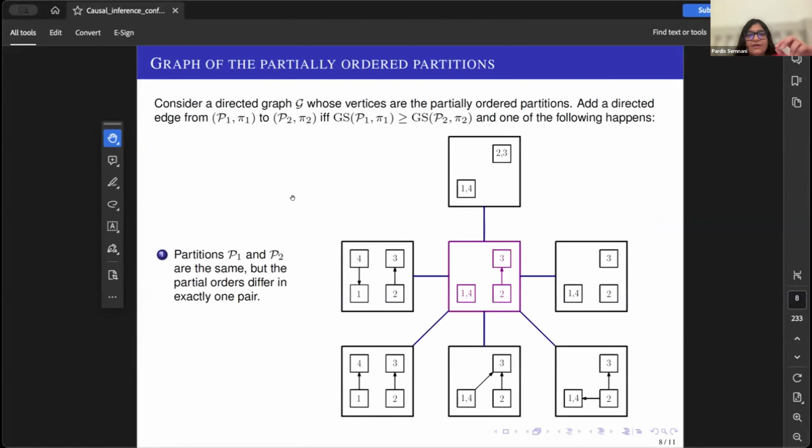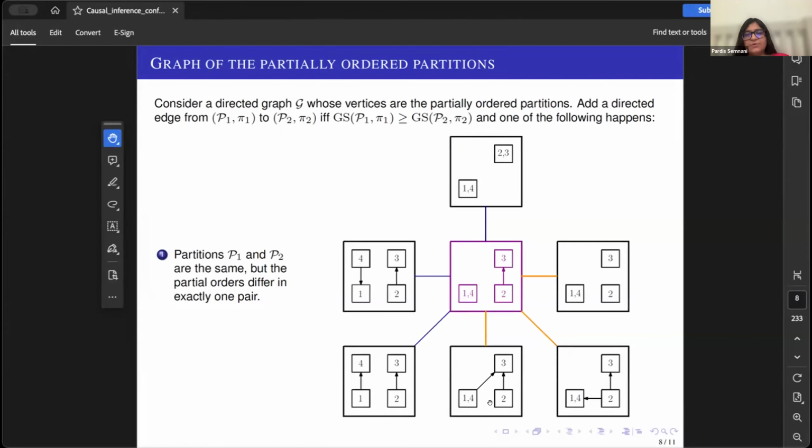So for example, take this middle partially ordered partition consisting of the blocks 2, 3, and then 1, 4 separately, with the only non-trivial pair in the order saying 2 is less than or equal to 3. With this rule, this partially ordered partition gets these three neighbors. These three neighbors all have the same partition, but for example, this neighbor here has one less order, so no non-trivial pair in the partial order, and these two over here have one more pair in the partial order. So that's how these three edges are constructed, corresponding to this middle partially ordered partition.